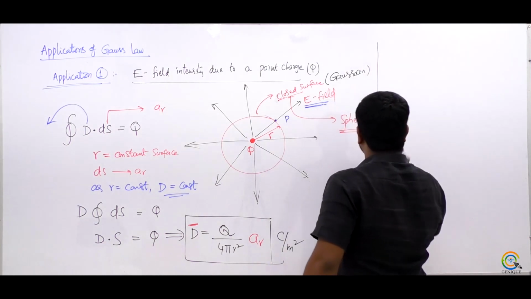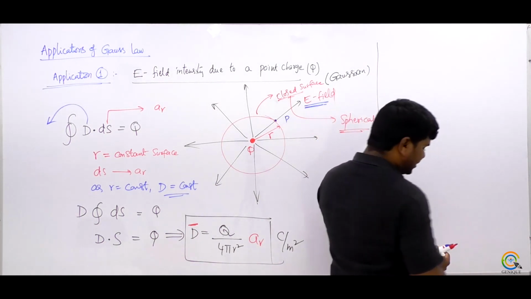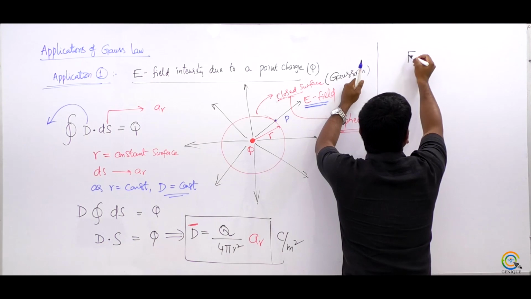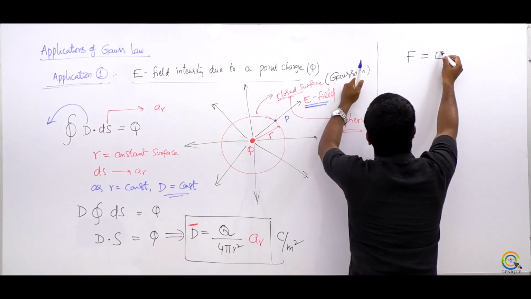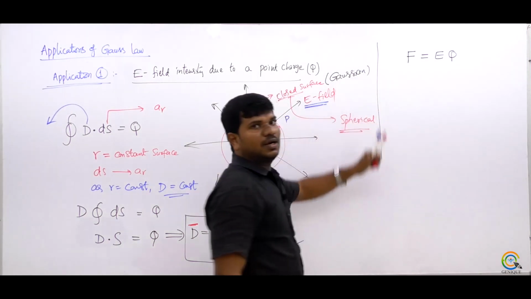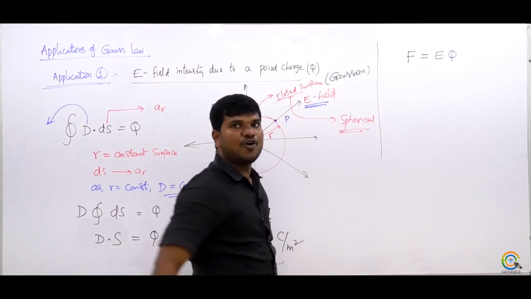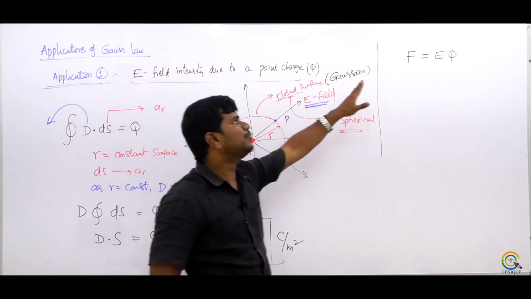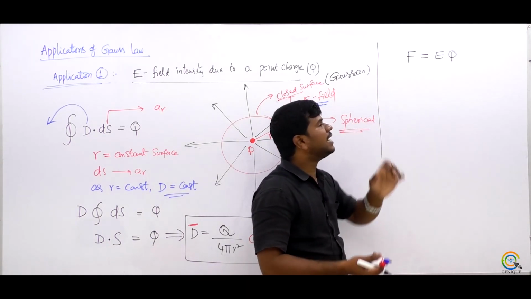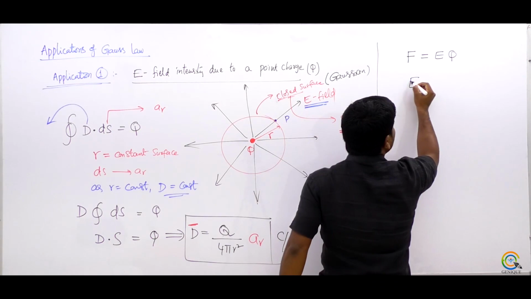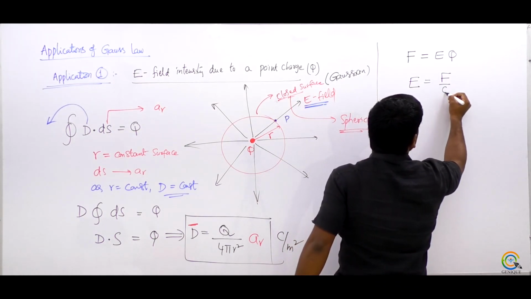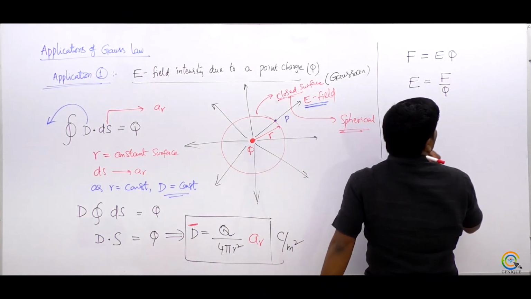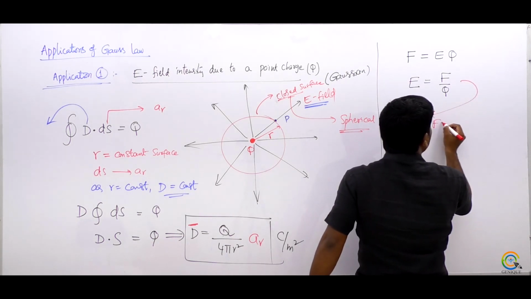Then come to Coulomb's law now. What did Coulomb do? Coulomb gave the force measure. The force is equal to E into Q. He defined the force between the two charges in the electric field. So from this, what can I write? I can write the electric field intensity as the force divided by the charge. The force per unit charge is called the electric field intensity. This is called the force per charge.